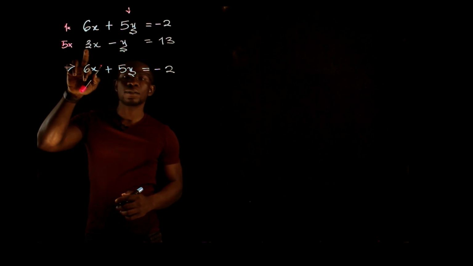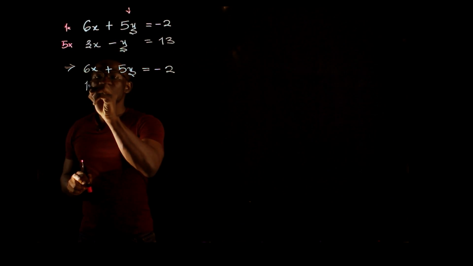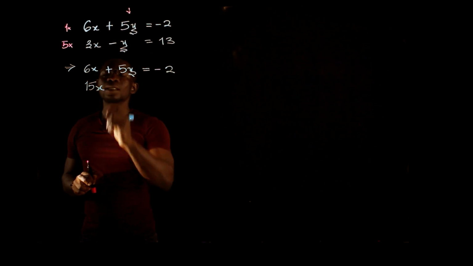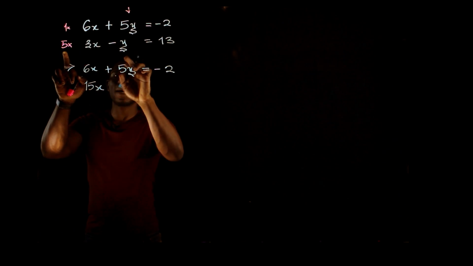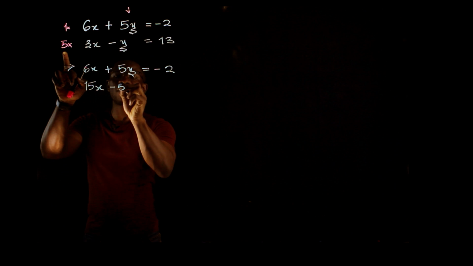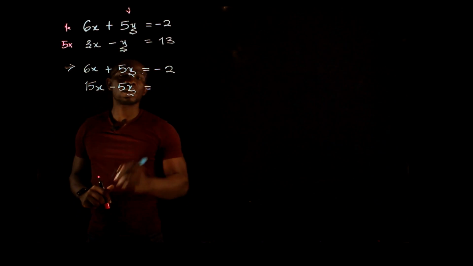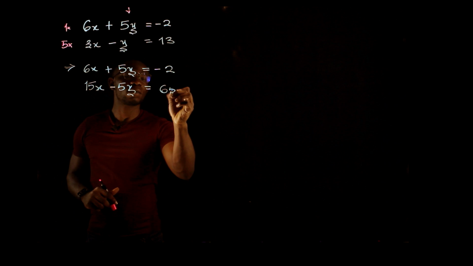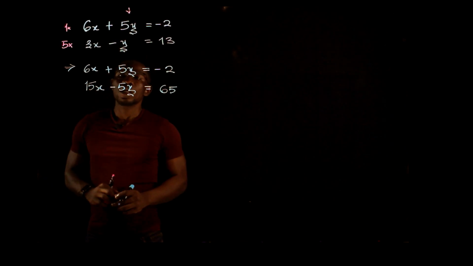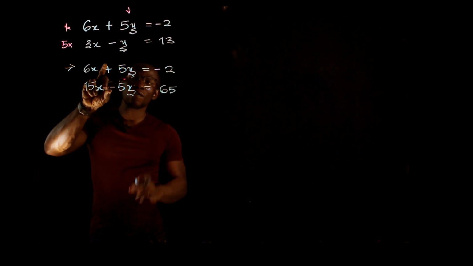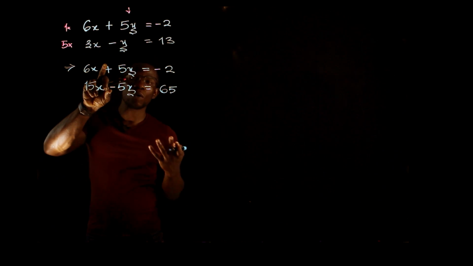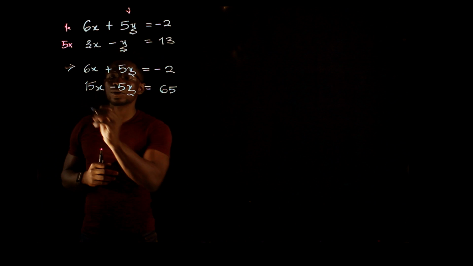Now for the second equation, we're multiplying through by 5. So 5 times 3x becomes 15x. 5 times minus y becomes minus 5y. And 5 times 13 becomes 65. So now, because the signs of our y here, which is the equal variable, are different, we can go ahead and just add our equations together.